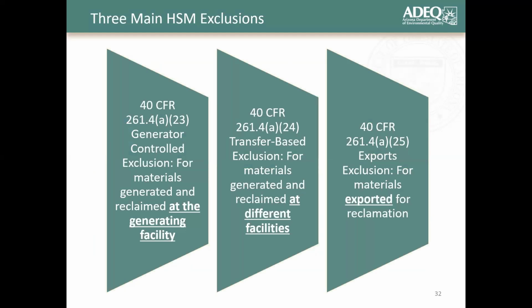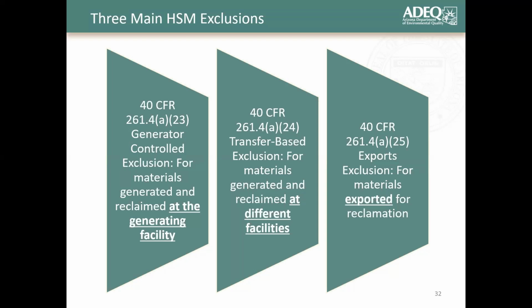In step 4, you will find the main HSM exclusions found in parts 261.4(a)(23) through (25). Each of these exclusions has its own requirements that must be met to successfully claim it. The first one is the generator-controlled exclusion for materials generated and reclaimed at the generating facility. This exclusion could be claimed for the scenario where the facility generated a spent acetone from its parts washer and uses their on-site distillation units for reclamation.